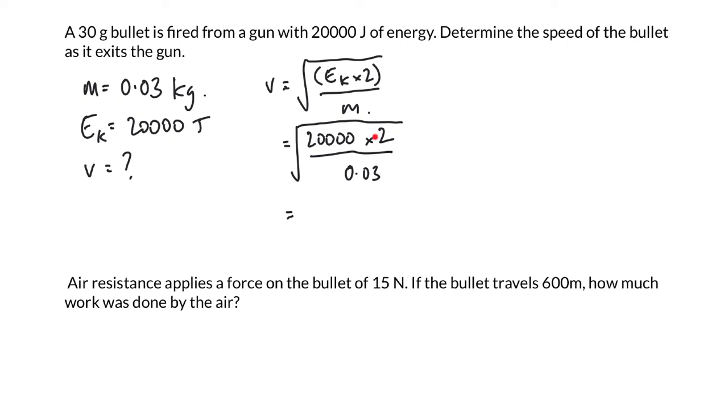You do that bit first, then you divide that number by this, and then you square root it, and the value will be... you should work it out yourself, and once you've done that, you should check it against this value here. Right, let's have a look at the next question.